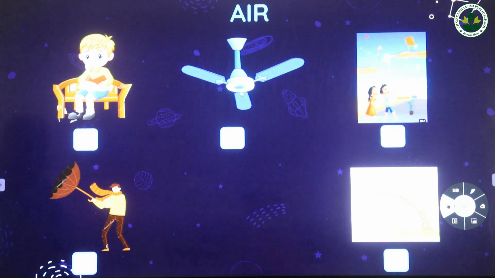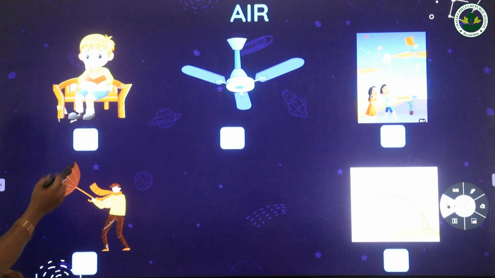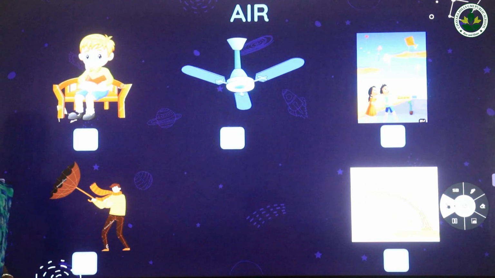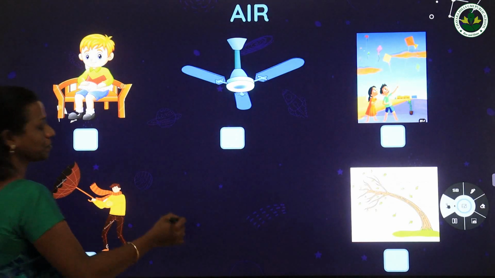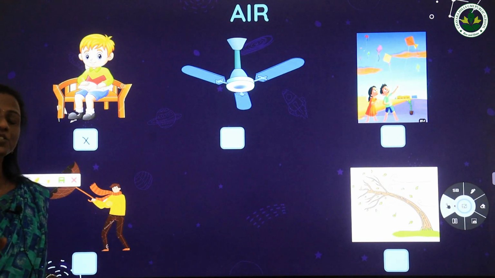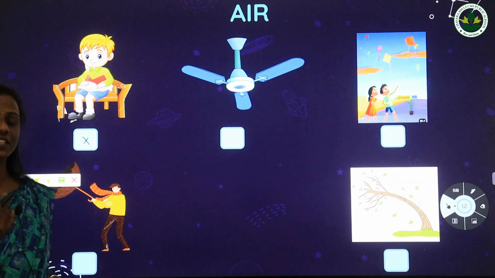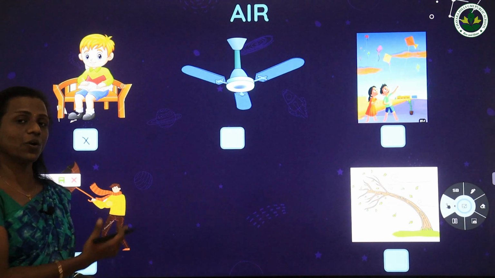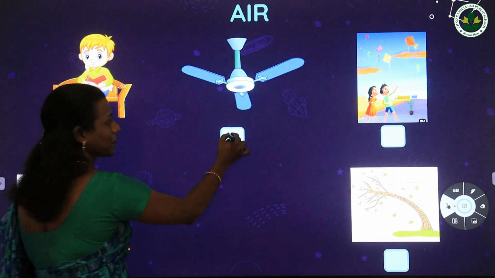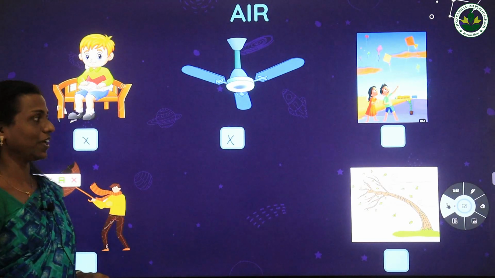In these pictures we can see the presence of air. In which picture? In the first picture the boy is simply sitting in his seat. Can we see the presence of air here? No, we can't see any presence. Then the second picture, the fan. The fan is not moving. If it is moving, we can say we can see the presence of air. It is not moving, so here also there is no presence of air.